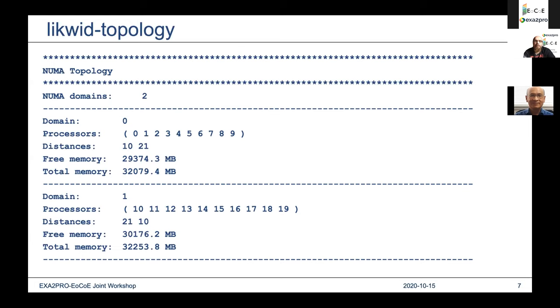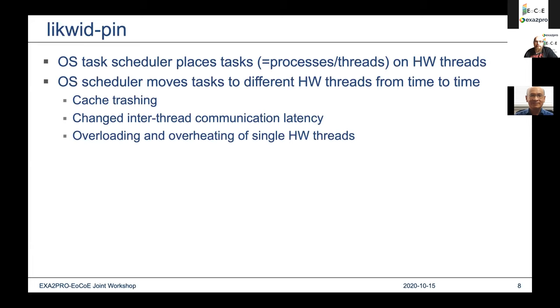So why do we stress pinning so much? In HPC, the OS task scheduler sometimes is no help for us because it places the threads and the processes on these hardware threads and tries to move them around from time to time. There are reasons behind that why the task scheduler does that. One thing is overheating of single hardware threads, but for us who want a specific execution of the application, it causes problems like cache trashing.